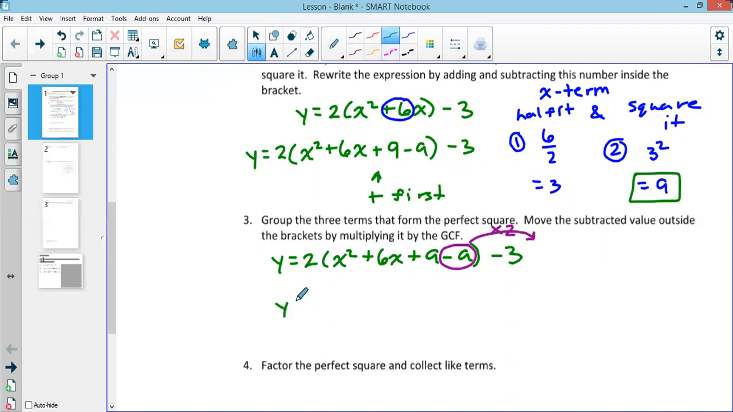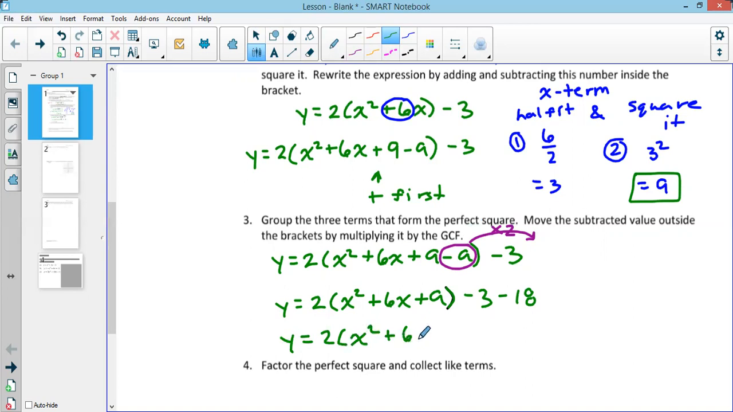How this is going to look is that we have y equals 2(x squared plus 6x plus 9), and we can close our bracket. And then we're going to copy our minus 3, and minus 9 times 2 is minus 18. What we can do is clean up the outside there and simplify those numbers.